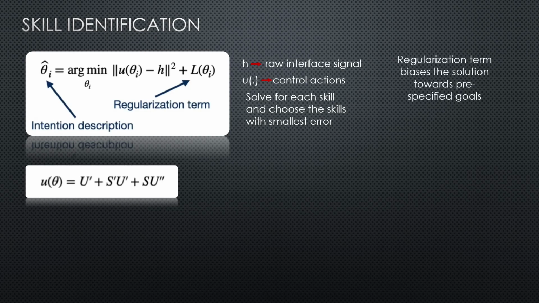So the skills which are estimating our existing control movement, so the interface signal ideally, and this is how the skills are identified. If the raw interface signal is close to a particular skill, then that particular skill would be selected, and so on. And we also have a regularization term in this optimization, which just biases the solution towards pre-specified goals.